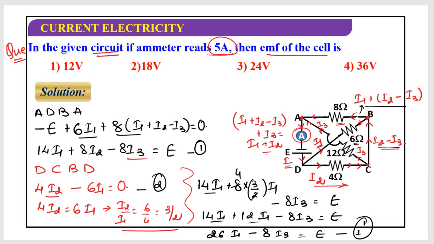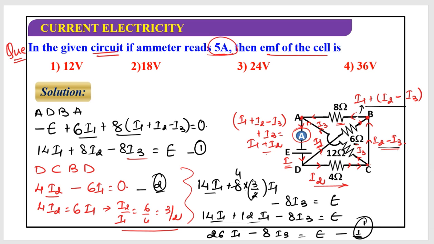This is relation number 2. It's 4 I2 minus 6 I1, and you can solve this. It's relation number 1, it's relation number 2, and you will get the answer. I hope these things are clear. Is it? So can you do this? Are you sure? Can it be done?